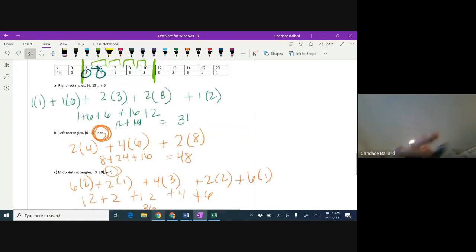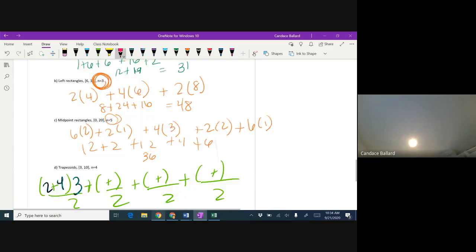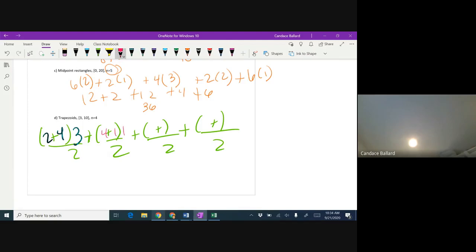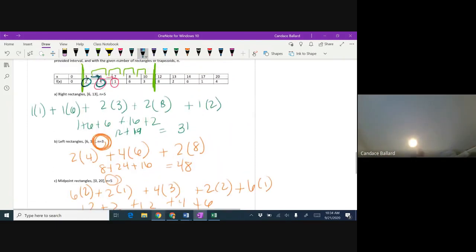Okay, next one says I'm going to use the distance in between of 1 and bases of 4 and 1. So 4, 1, 1. Okay. Next one says distance in between is 1, bases of 1 and 6.